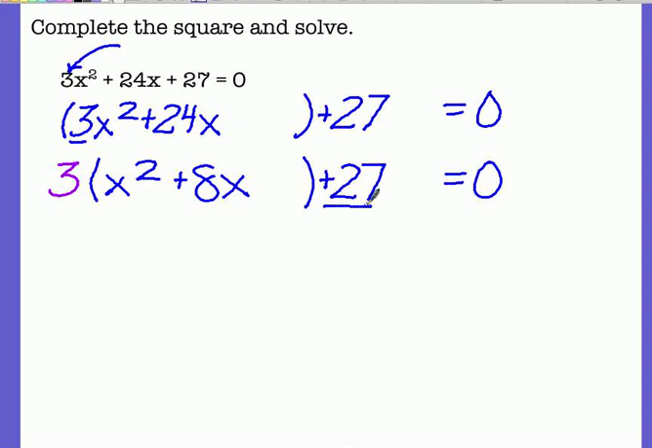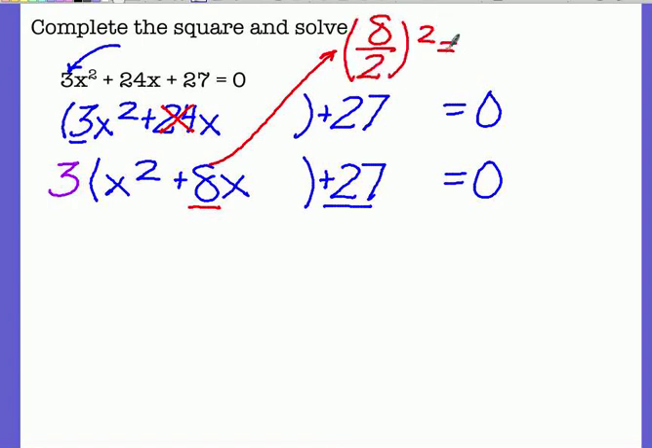Now, what we are going to do is take this 8, not the 24 at the beginning, and go off to the side and take half of 8 and then square it to find that perfect number that will make a perfect square when we factor. So 4 squared is 16. It is 16 that we want to add into the equation, but here's the problem. This is not a 16.